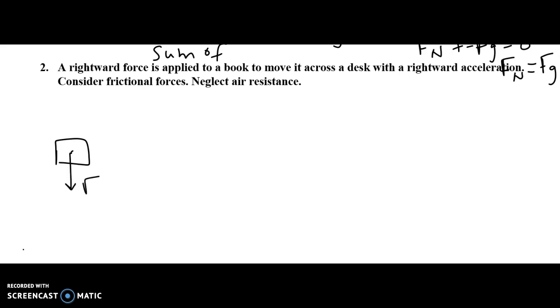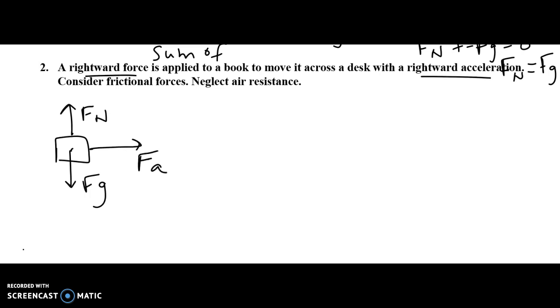So I know I have the force of gravity down. I have the normal force going up from the surface on the book. It has a rightward acceleration caused by a rightward force, so I have an applied force to the right, and we're considering frictional forces, so I have friction going to the left. I know that this object is not accelerating up and down, so those forces, the normal force and gravity, must be balanced. Because it has a rightward acceleration, I know the applied force is going to be bigger than the frictional force.